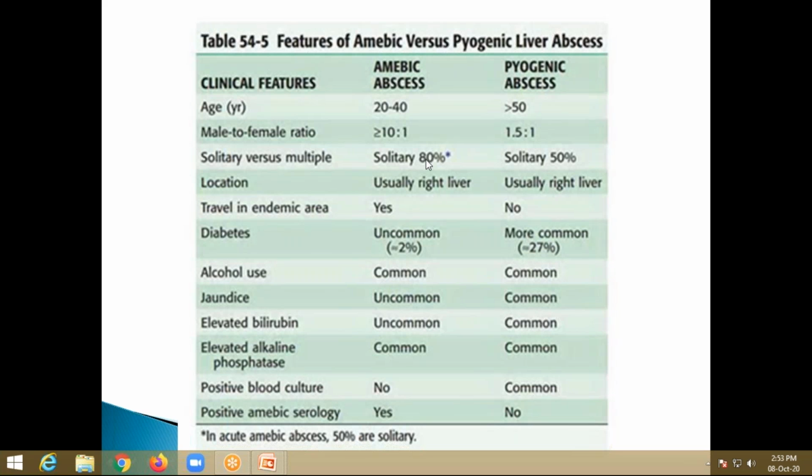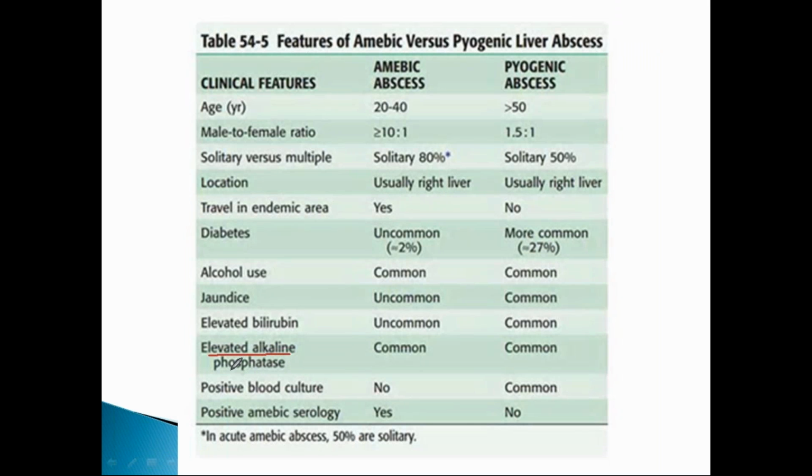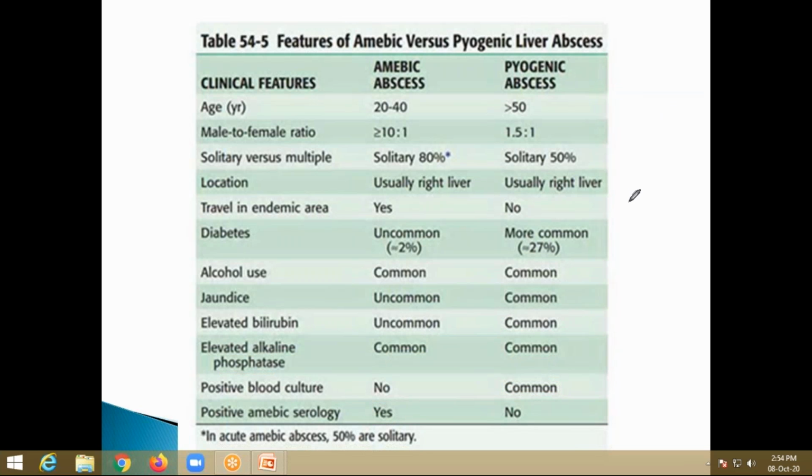The male-female ratio is different. Both are solitary, remember, but amoebic is more commonly solitary, pyogenic slightly less so. Location, both in the right liver. History of travel is seen in amoebic liver abscess. Diabetes is more common in pyogenic. Alcohol is more common in amoebic. Jaundice is more common in pyogenic. Okay. Elevated alkaline phosphatase is seen in both, but elevated bilirubin is seen only in pyogenic liver abscess. Positive serology in amoebic abscess, while positive blood culture is seen in pyogenic liver abscess. Okay, so these are the differences.